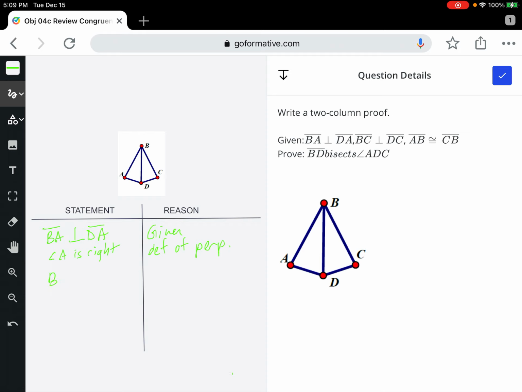I also know that BC is perpendicular to DC. That's given. So I know that angle C is right. And how do I know that? Well, that's going to be definition of perpendicular. Okay? I really shouldn't have put that in here. So my other piece of information, I know AB is congruent to CB. Okay? That's given. So AB is congruent to CB.